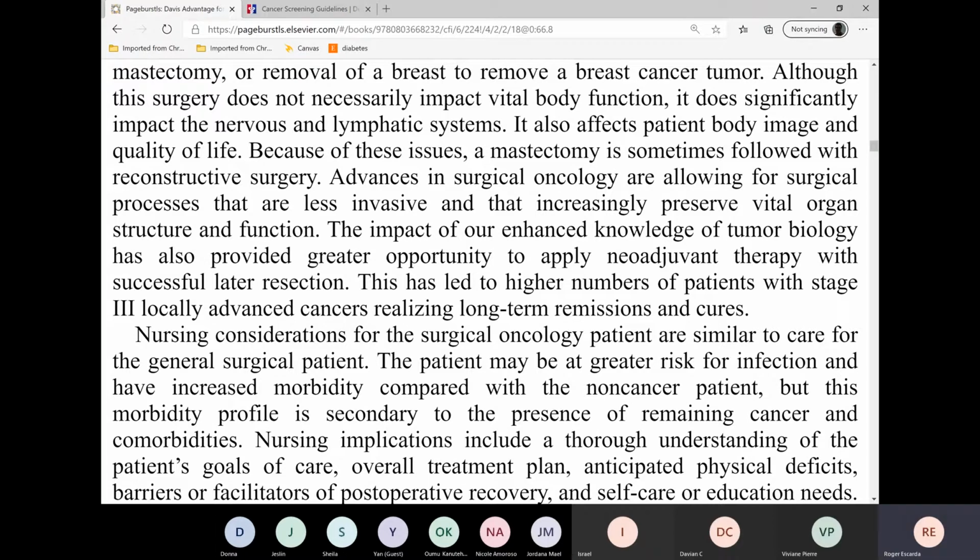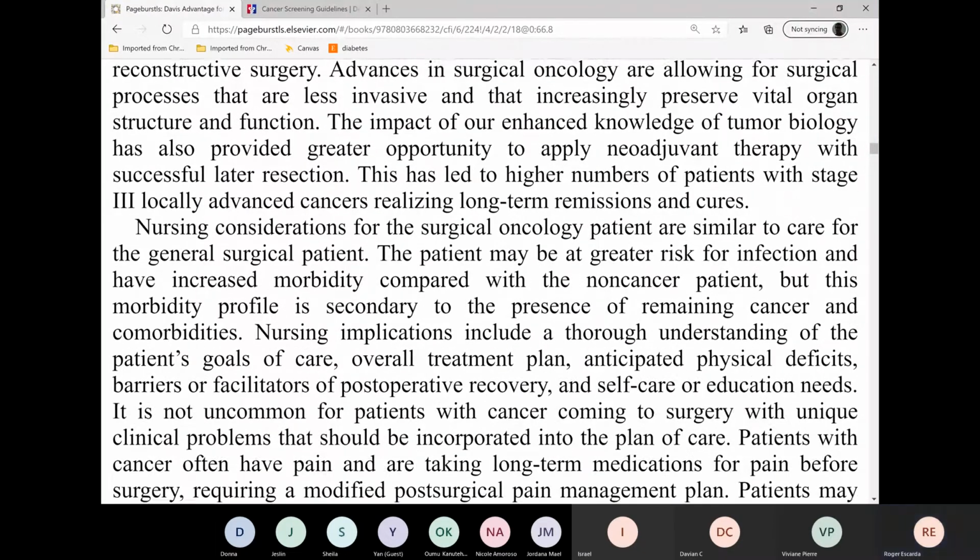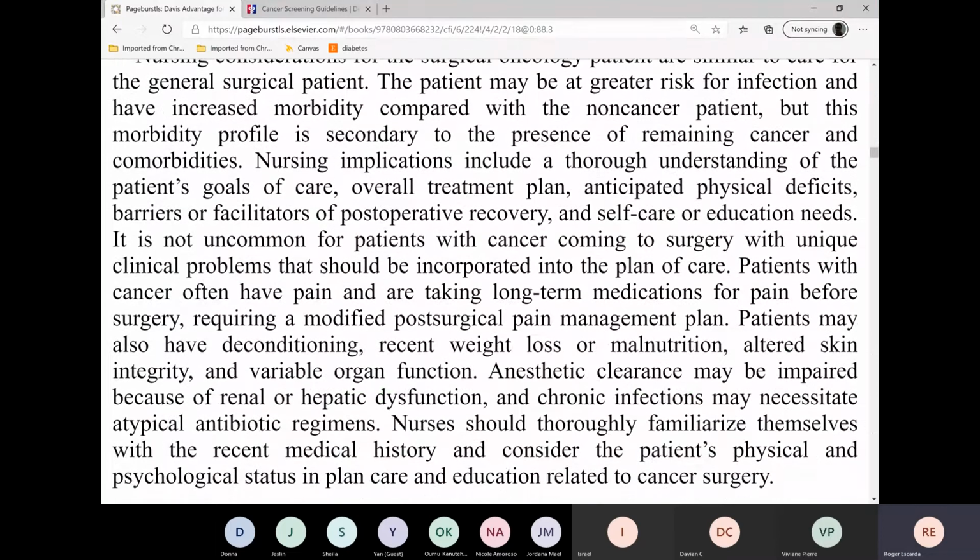Are you following so far? So as given here, for example, a mastectomy. After a mastectomy, some patients may opt for reconstructive surgery. They'll get a new breast, or they'll get a nipple recreated, for instance. So different types of surgeries, different purposes.